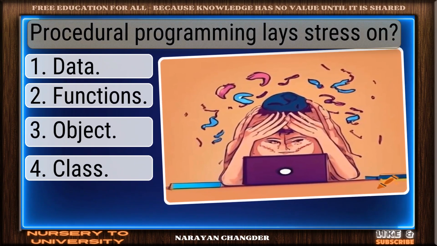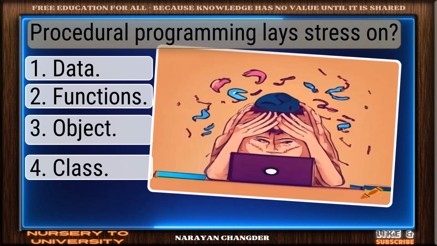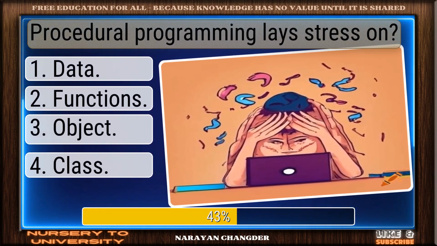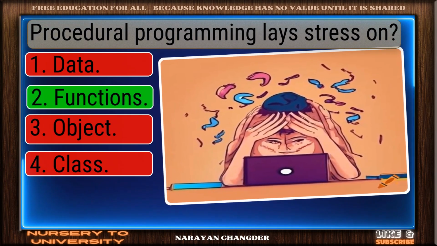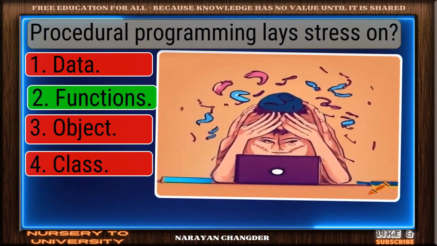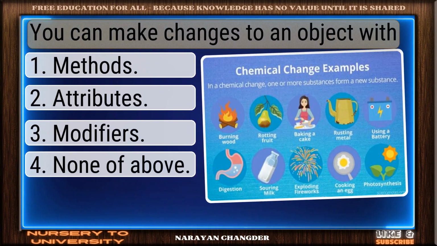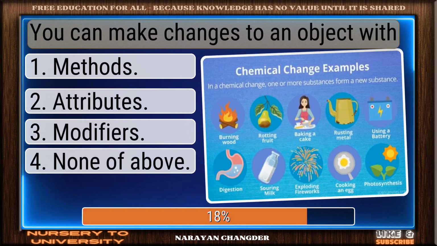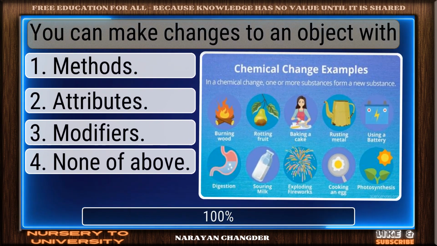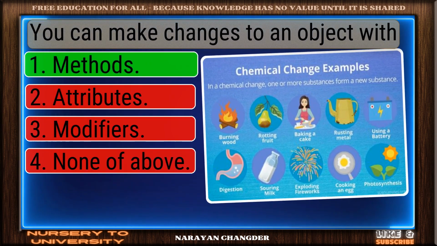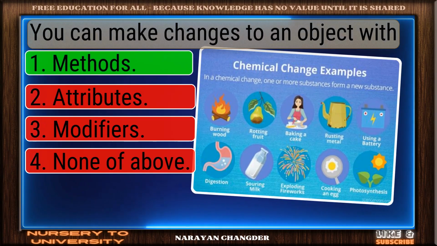Question number 44. Procedural programming lays stress on. Exactly. Functions make sense and it is the right choice. Question number 45. You can make changes to an object with. Correct. Methods is the right answer.